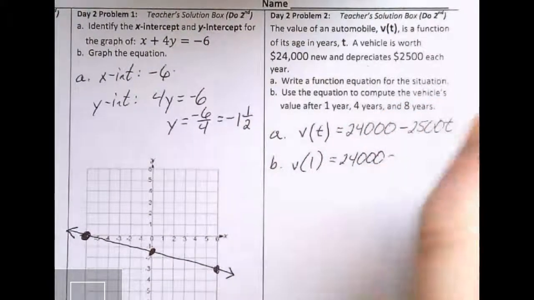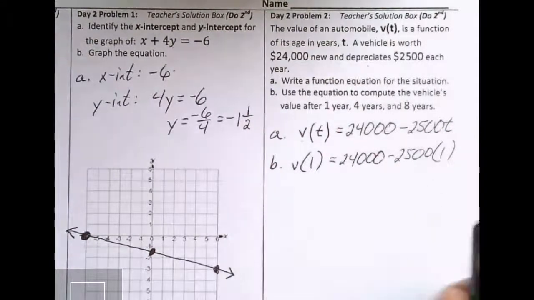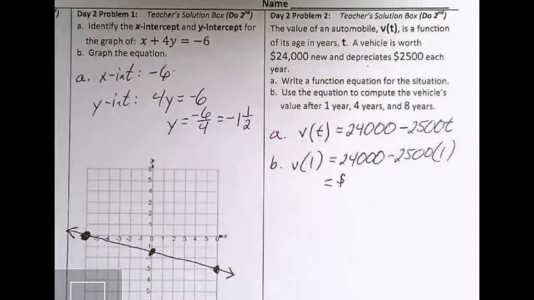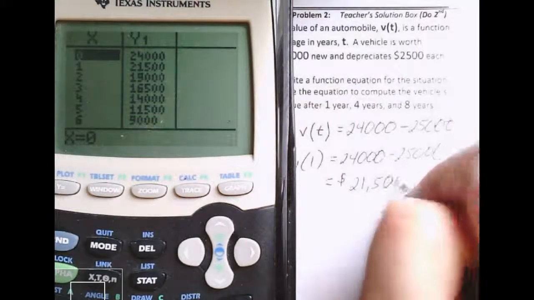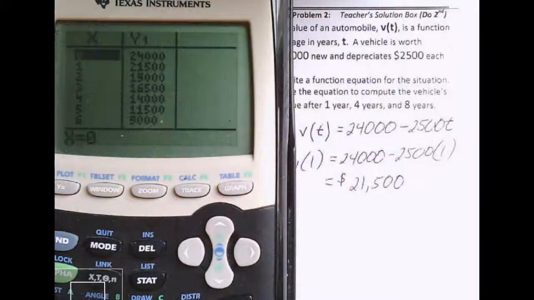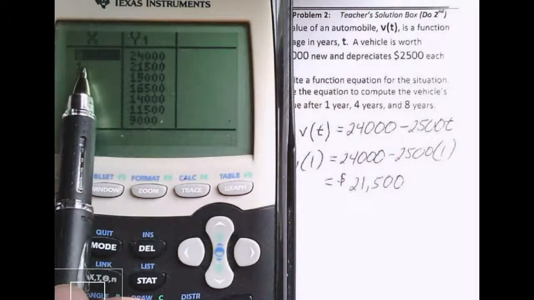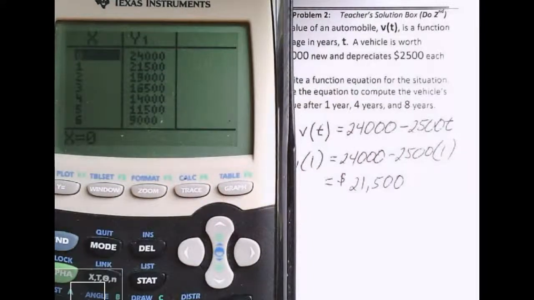24,000, subtract 2,500 times 1. That is $21,500. I want you to notice over on the calculator when the linear equation was entered, and then looking at the table of values, when t is 1, the value of V is 21,500.